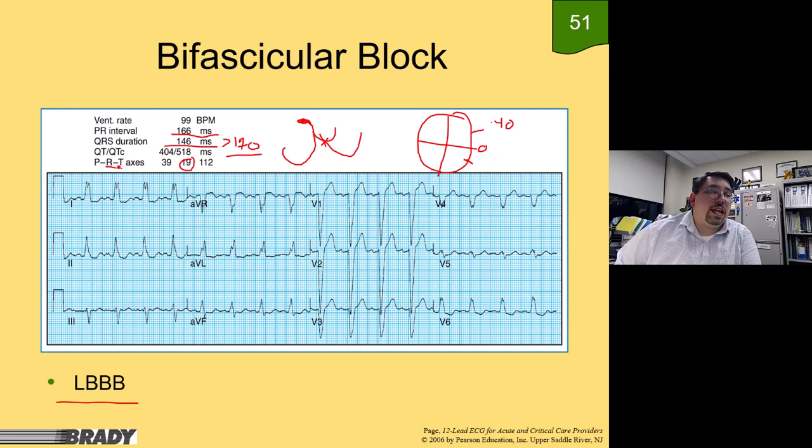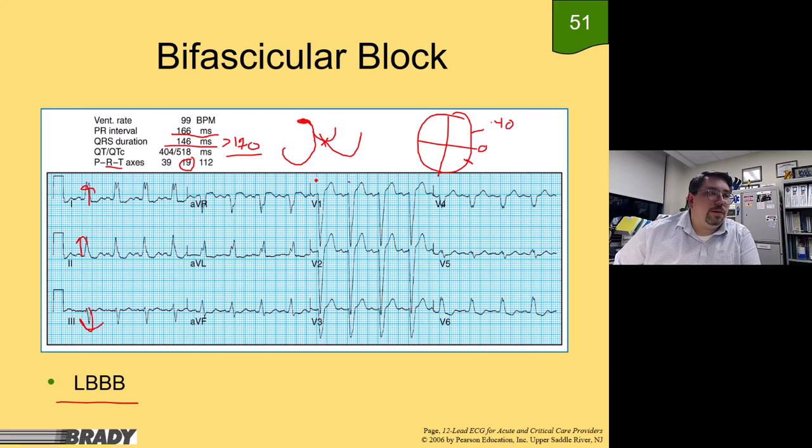So I don't see any type of atrioventricular block. I don't see any type of anterior or posterior hemiblocks. If I take a look at my leads here, I see lead 1 goes up, lead 2 goes up, and it looks like lead 3 goes down. Again, that's still considered to fall within the normal range.